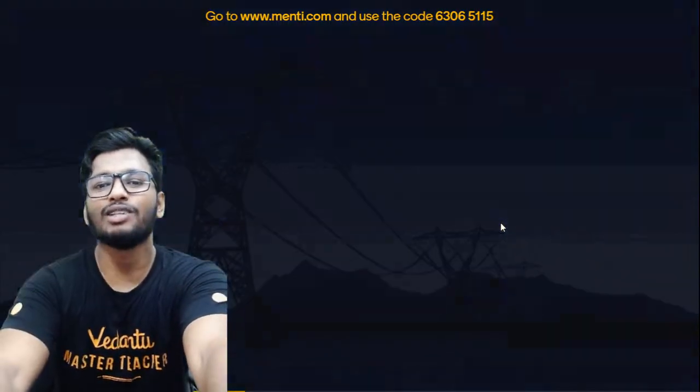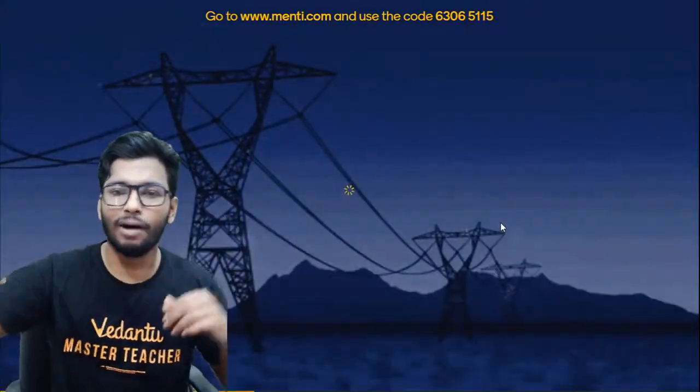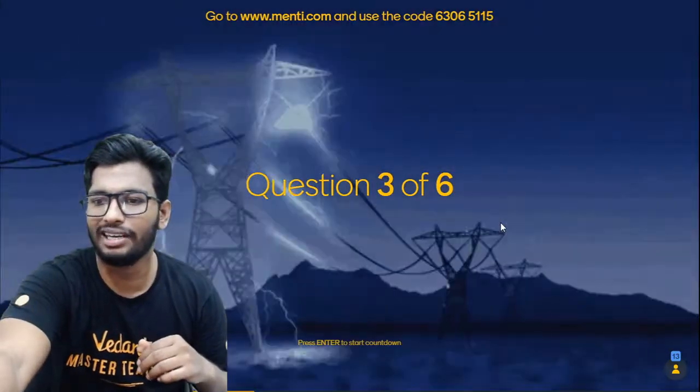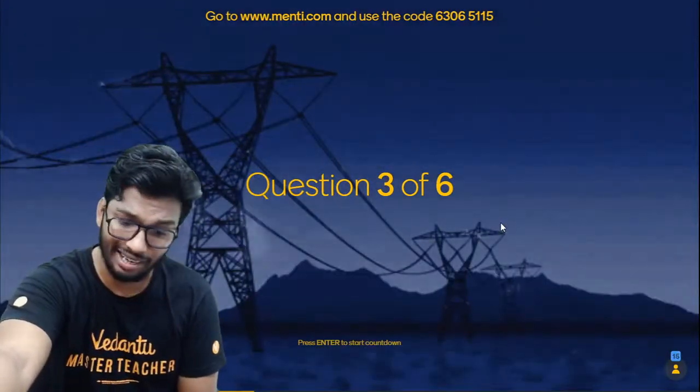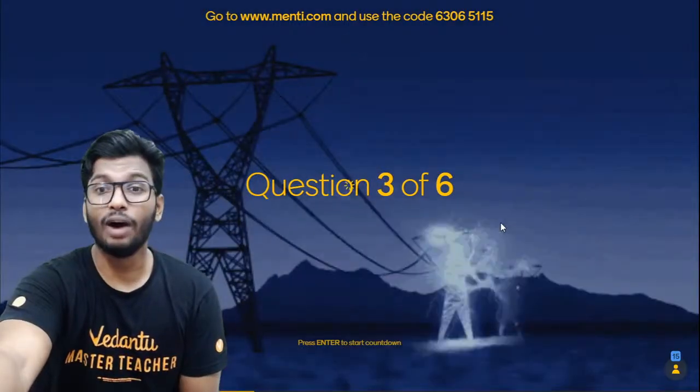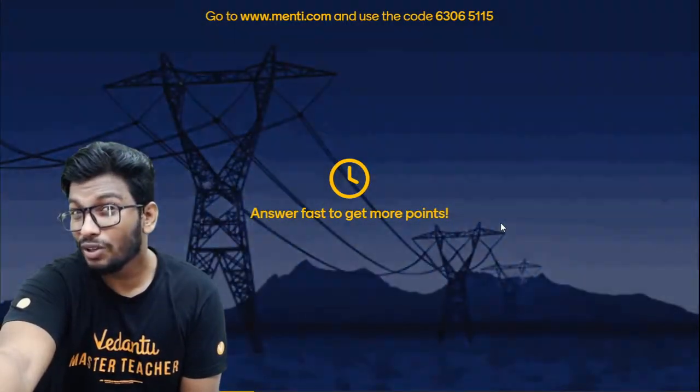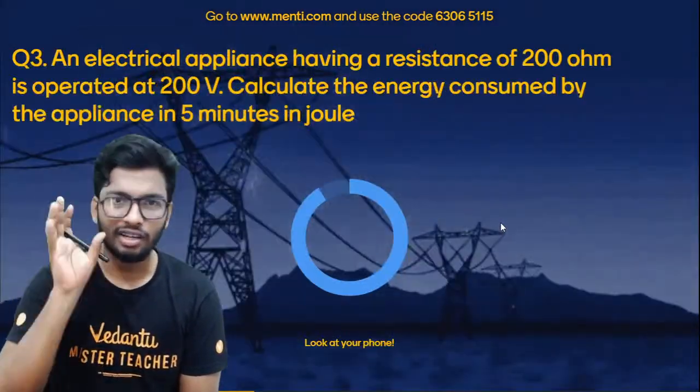All right, guys. Anyways, so people, here is your third question. Go back to the question again. Quickly join the Mentimeter. All those who have just quit, 6306-5115 is the code. So quickly join, guys. Once again, you have about 1 minute to solve this question. But yes, guys, again, it's a numerical, so take your time and solve it.